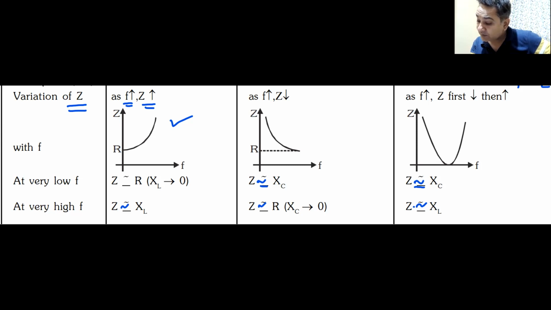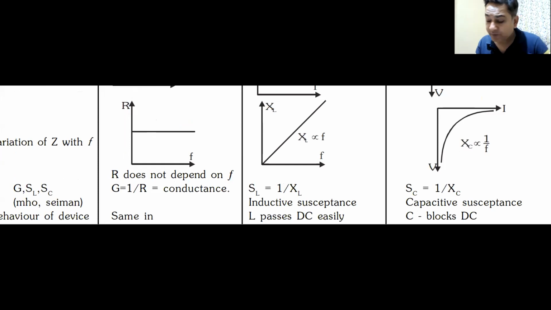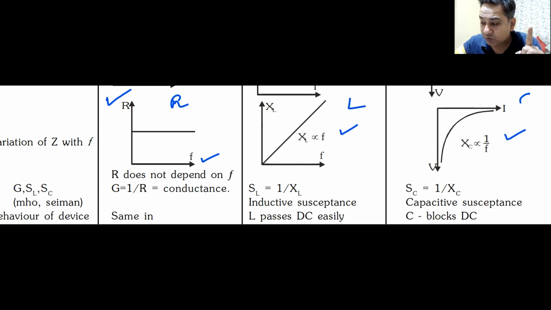See here. Graphs, the most important aspect. For a purely resistive circuit, the graph of R with frequency is a straight line. The graph does not change. For XL, it is a straight line like this. For XC, it was like this. Remember these graphs. This was pure R, this was pure L, and this was pure C.